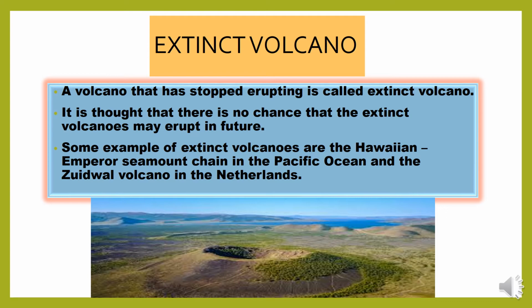Extinct volcanoes. Now what are extinct volcanoes? A volcano that has stopped erupting is called an extinct volcano. You all know the meaning of extinct: they do not exist anymore. It is true that there is no chance that extinct volcanoes may erupt in the future. Some examples of extinct volcanoes are the Hawaiian Emperor Seamount chain in the Pacific Ocean, and some are in the Netherlands. So there are 3 types of volcanoes: active, dormant and extinct.